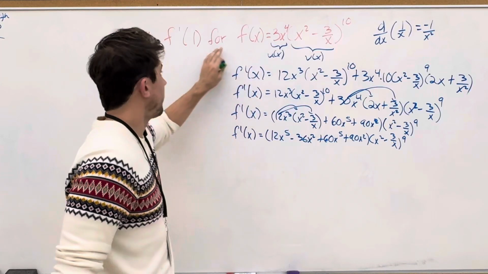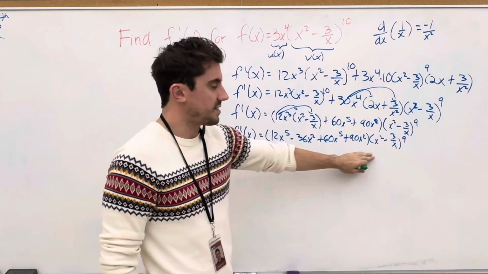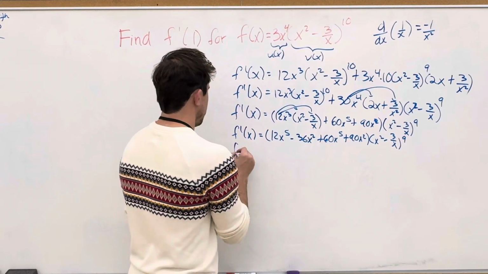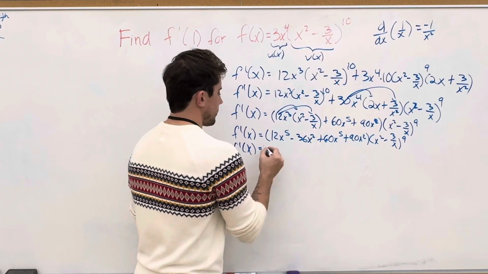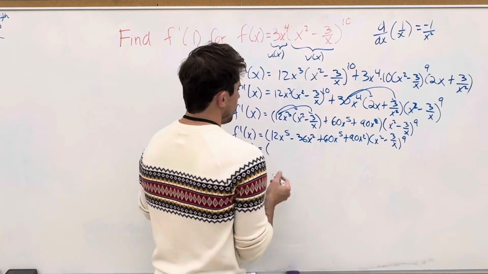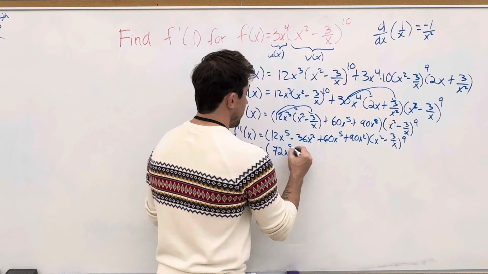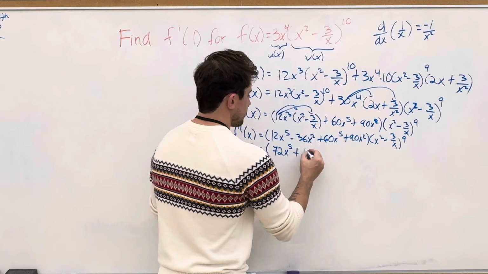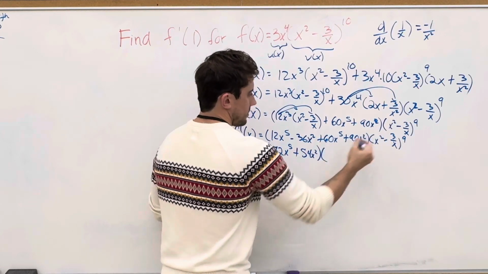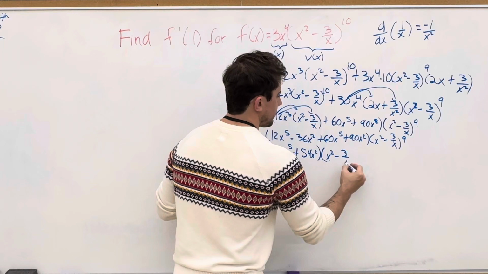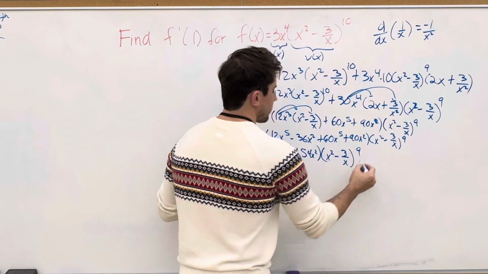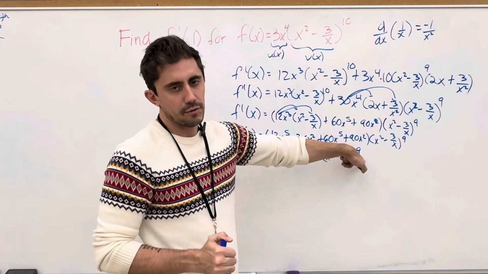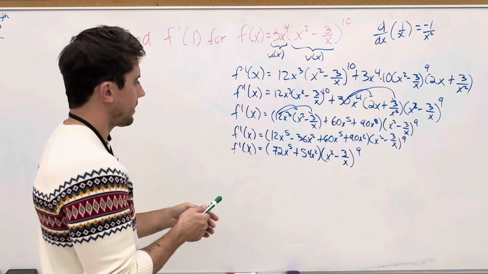Right, we're going to plug in the value of x equals 1 afterwards, and so it's nice to simplify this down as much as possible before we start substituting in values of x, right? That is a wise strategy. And so now we can group like terms. 12x to the 5 plus 60x to the 5 is 72x to the 5. And then 90x squared minus 36x squared is plus 54x squared, times x squared minus 3 over x to the power of 9. And that's definitely as simple as we're going to get it. We don't want to expand this using binomial theorem. That's a whole lot of work for not that much payoff.